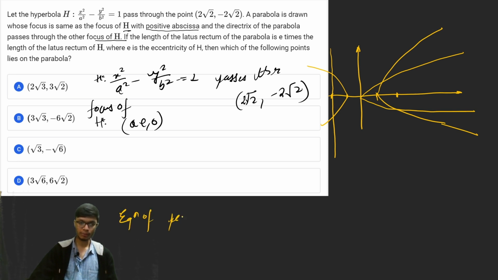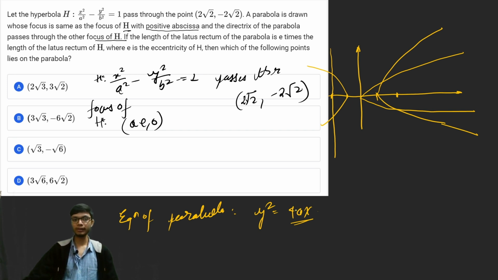Now we know that the equation of these types of parabola is basically y square is equal to 4ax. For this particular parabola, what is a? The a here represents the focus of the parabola, but in this particular problem the focus of the parabola is ae. So instead of writing a, we will write a into e. That is the equation of the parabola.